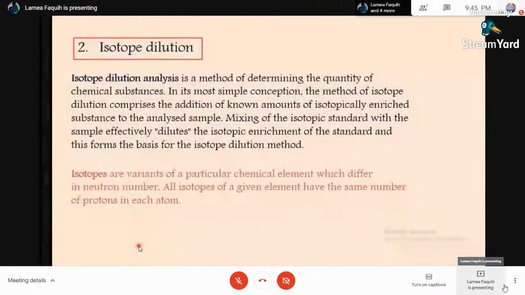Next up, we have isotope dilution analysis. In this method, we add a known amount of an isotopically enriched substance to the sample that needs to be analyzed. As we know, isotopes are atoms of an element that have the same atomic number but different mass numbers. Due to the mixing of this isotopic standard with the sample, the standard is diluted, and therefore we call it the isotope dilution method.